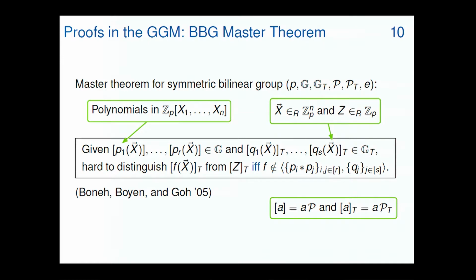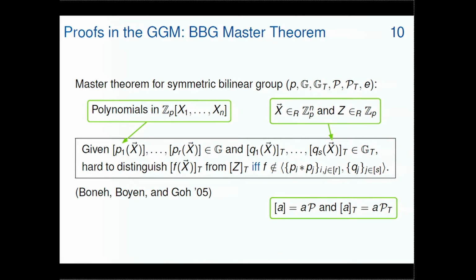So a common way to perform these proofs is to use the so-called master theorem, or it's also called an Über-assumption. This gives a way to perform proofs in the generic group models in an algebraic way. This was proposed by Boneh, Boyen, and Goh in 2005. I'm going to present the version for symmetric bilinear groups here, and I'm going to use this implicit representation of group elements, so just this notation where the index denotes a group.